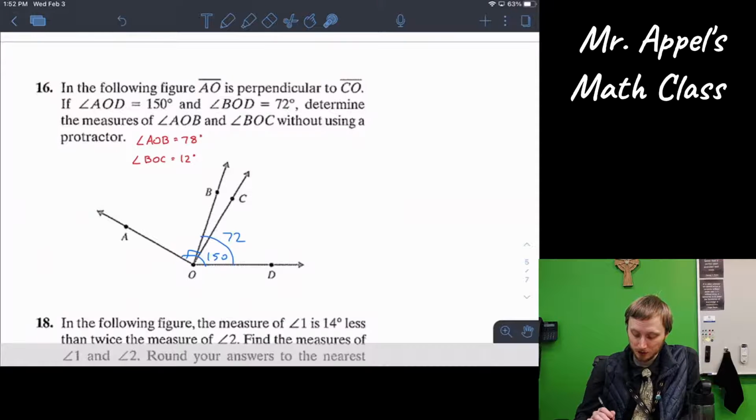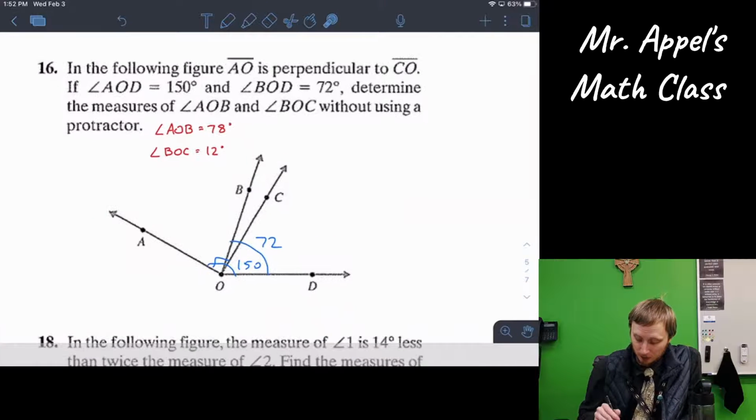Next we have another one of these. Here's the information in the diagram. Compute the missing angles. We have this is a right angle. We have this much, 72. This is 150. So to get AOB, I would take the 150 minus the 72. Simple enough.